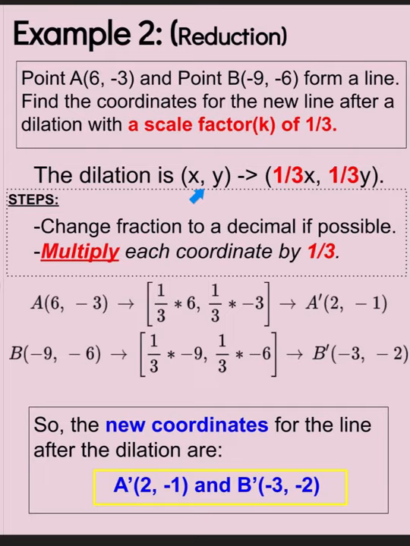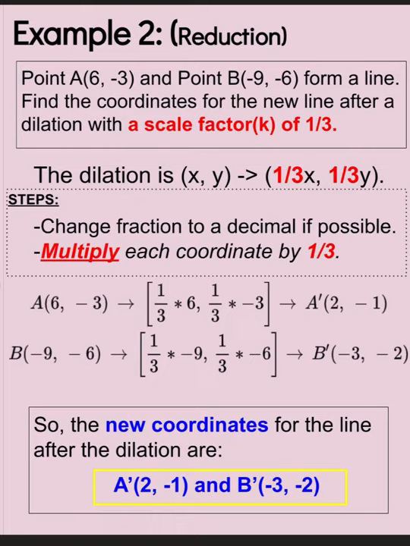So the steps. Here it says change fraction to a decimal if possible. Well, I wrote if possible because if you changed 1/3 to a decimal, it comes out to be repeating, and you can't multiply with a repeating decimal because otherwise you'd have to stop writing it. So you're going to leave it as a fraction, plus you have the calculator to use, so a fraction should not be a problem for you. So multiply each coordinate by the scale factor of 1/3.